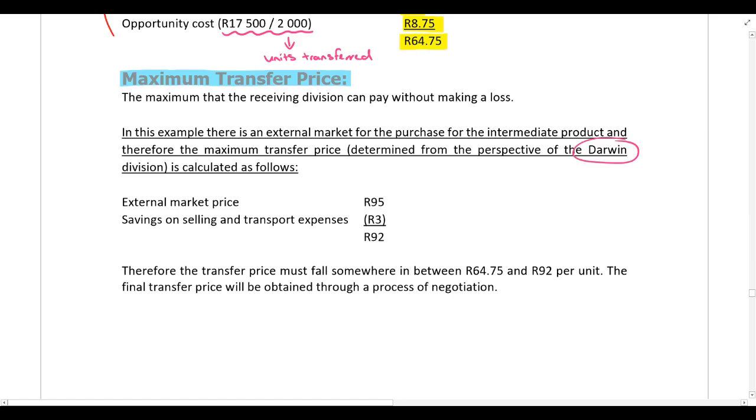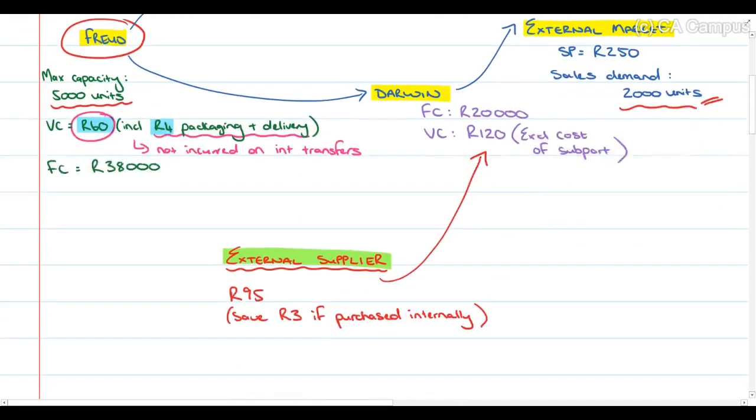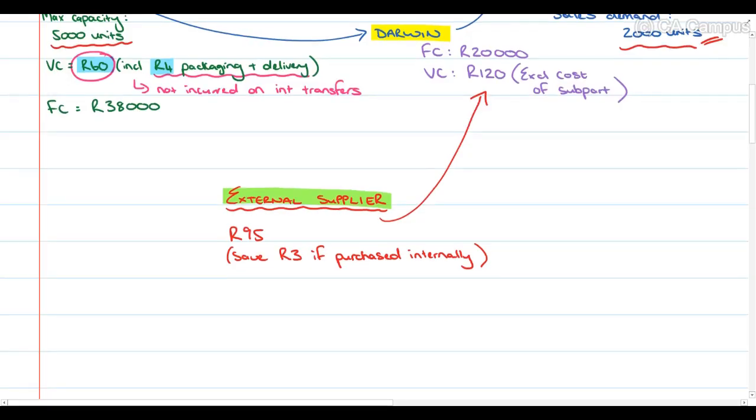Now remember, there were lots of different variations when it came to the calculation of the maximum transfer price. But please note, we're still dealing with exactly the same type of scenario in Part C of the required, because we still have an external supplier for this product. The Darwin division can purchase the product from an external supplier at 95 Rand per unit. So how do I calculate my maximum transfer price where I have an external supplier?